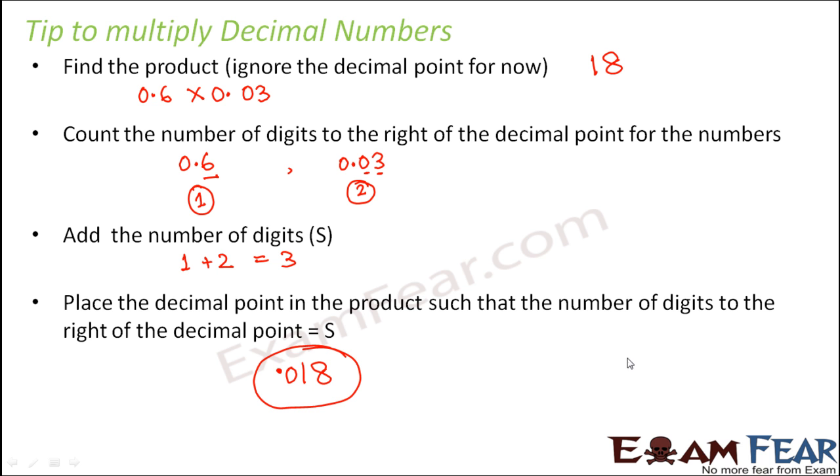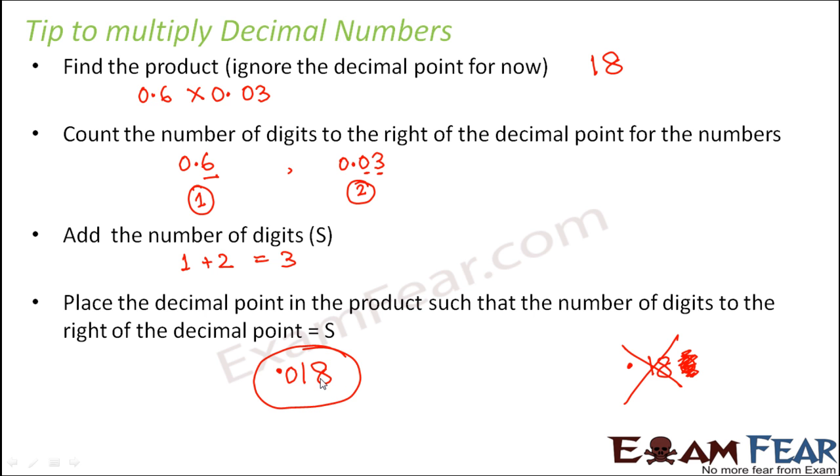Now, you might say, okay, instead of 0.018, why can't I say 0.180? Here also I have 3 digits. But please remember that any 0 at the end has no value. So there is no value in writing this 0. Basically after the decimal you have 2 digits only. So this is not the right option. The correct answer would be 0.018.